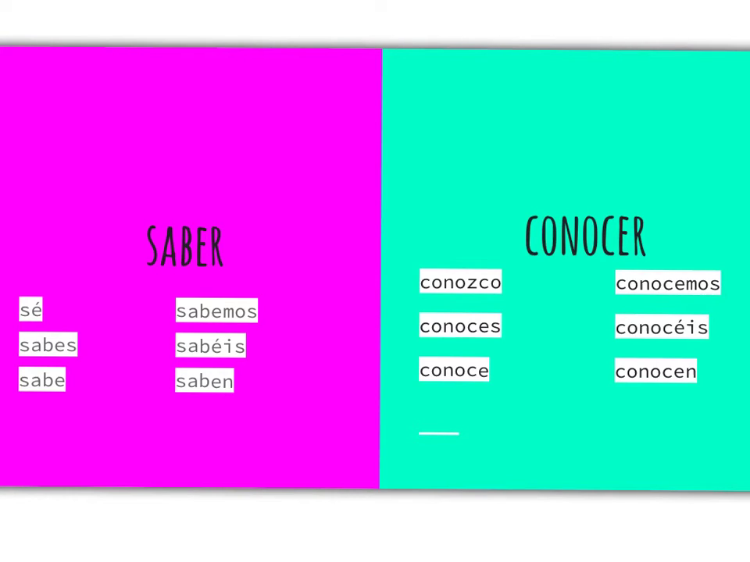Conocer is also irregular in the yo because it ends in CER. And we're going to talk more about some verbs that end in CER and CIR and what that does in the yo form. So, conozco, conoces, conoce, conocemos, conocéis, conocen. Again, this is just the present tense form of the verb.